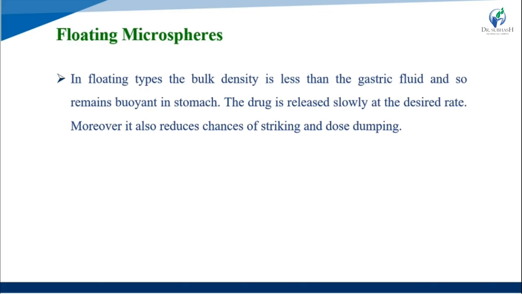In floating types, the bulk density is less than the gastric fluid, so they remain buoyant in the stomach. The drug is released slowly at the desired rate, and it also reduces the chance of streaking and dose dumping. Gastric fluid is present in the stomach, so the density of the microsphere is also less than the gastric fluid, and the drug is released slowly at the desired rate.